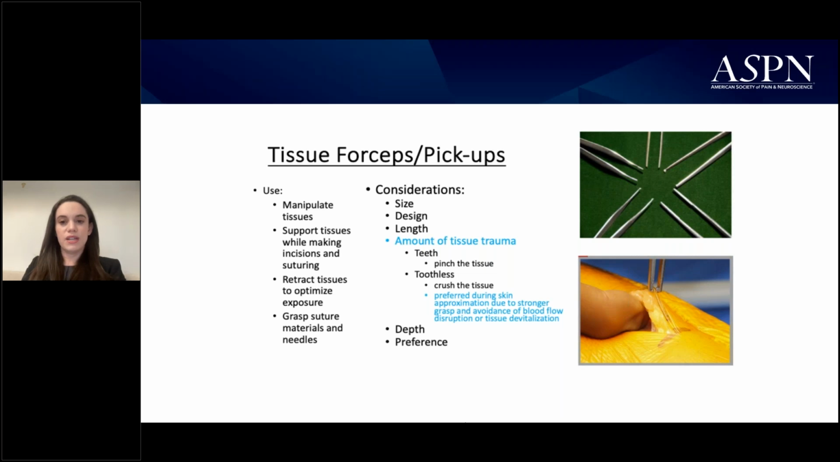Our next instruments are forceps or pickups. They're used to manipulate, support, and retract tissue, as well as grasping sutures and needles. There are two main types: those with teeth, which pinch the tissue, and toothless, which are going to crush tissue and are preferred for skin approximation and avoid disrupting blood flow or injuring tissue. Next slide, please.